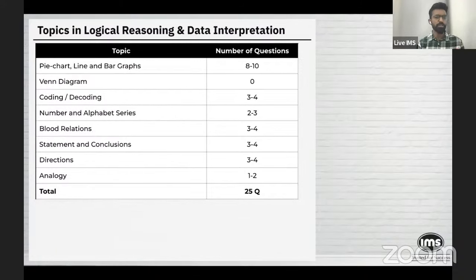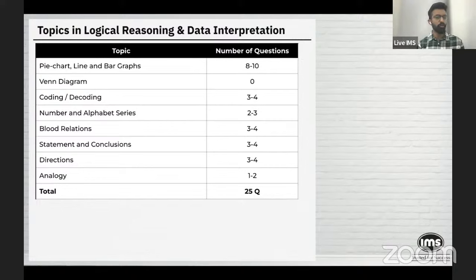Now coming to your logical reasoning and data interpretation: pie chart, line and bar graph, the famous DI sets, there were 8 to 10 questions. There were zero questions on Venn diagram. Till last year we used to see some questions on Venn diagram, but this year there were zero questions on Venn diagram.